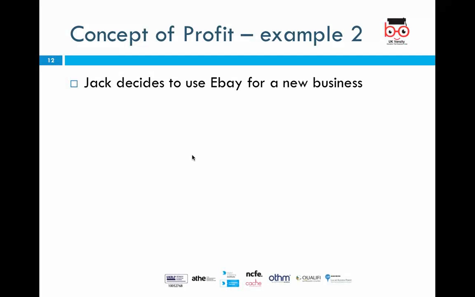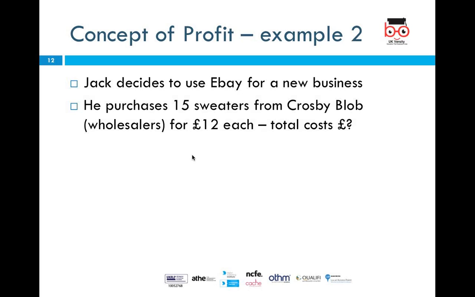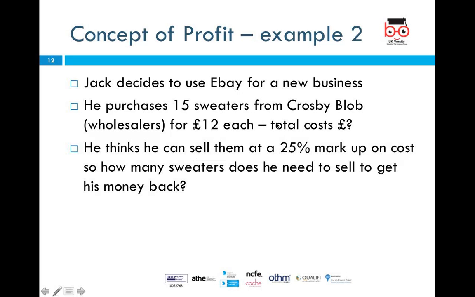Now, Jack has decided two other things. There is a different profit, as I showed in the income statement. There are different levels of profit and different stages of profit. So he purchases 15 sweaters from Crosby Blow wholesaler, and then the total cost. We calculate here that 10 sweaters cost 60 pounds, so 15 sweaters must be more than 60. So he thinks he can sell them, and now he decides on a 25% markup on cost.